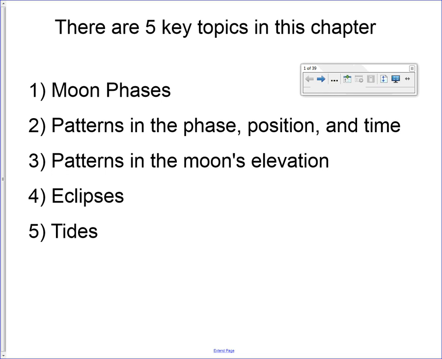This is going to be a pretty concise review of all of the major key topics for the patterns of moon's revolution and rotation. There's 5 key topics. We're going to go in this order in the presentation, so if you want to skip ahead and try to find any single one, you can do that. Otherwise, I'm just going to get started with moon phases and work my way towards tides.